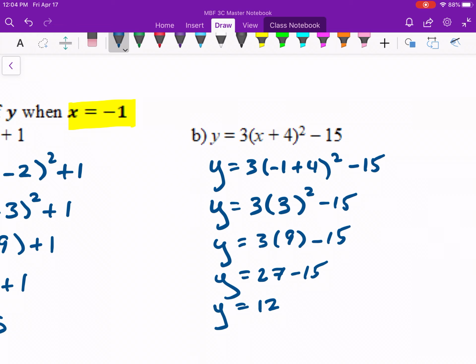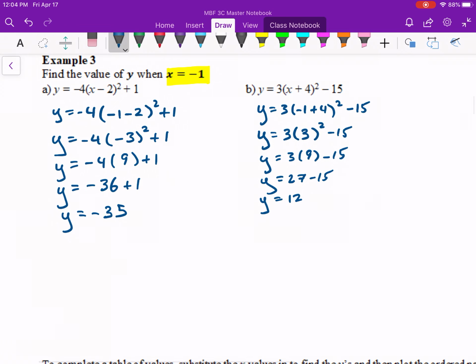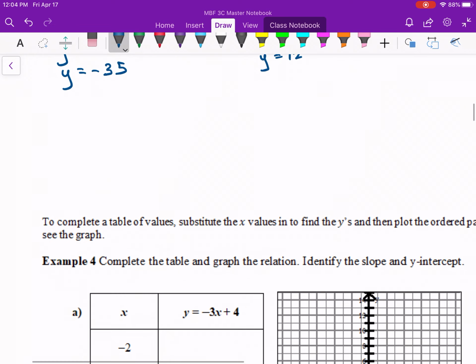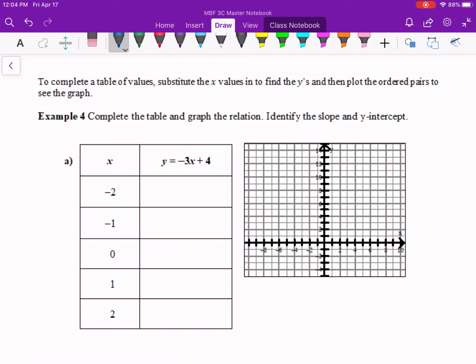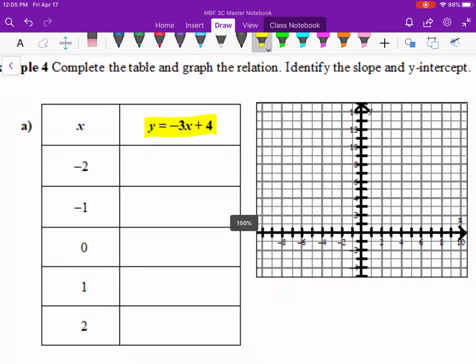Okay, so there's a little bit of order of operations, a little bit of substitution. What else are we going to review? Tables of values and graphing. Remember, to complete a table of values, you either pick some x values, or as in this case, have them given to you. You substitute them into an equation and calculate what the y values are. So in this case, this is the equation we want to graph. We're going to calculate the y values by substituting the x values in, like we just did.